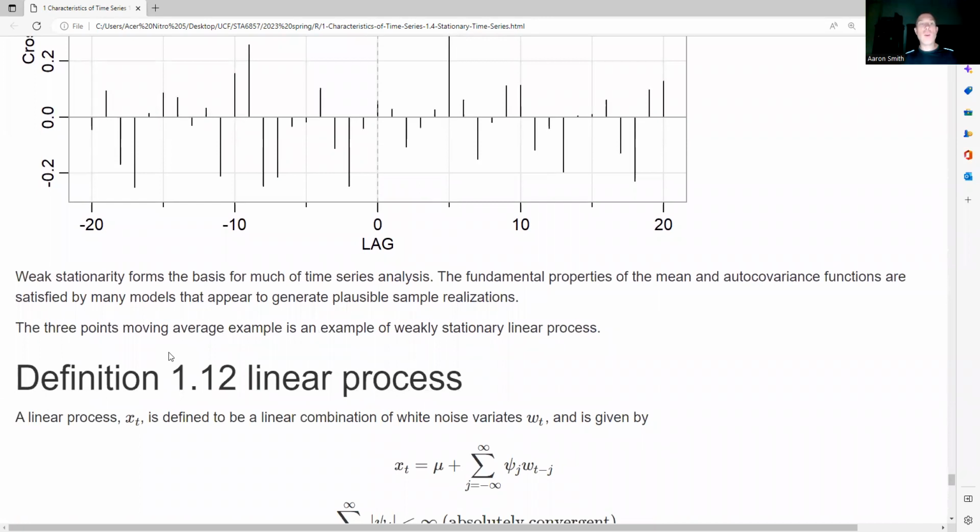Now, weak stationarity forms the basis of much of time series analysis. The fundamental properties of the mean and autocovariance functions are satisfied by many models that we're going to use when we have actual data to work with. The 3-point moving average example that we saw a moment ago is an example of a weakly stationary linear process.